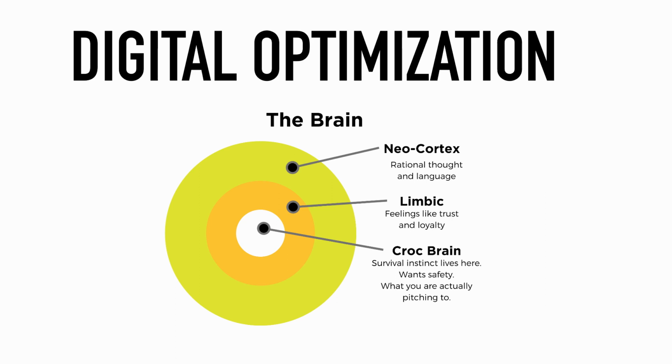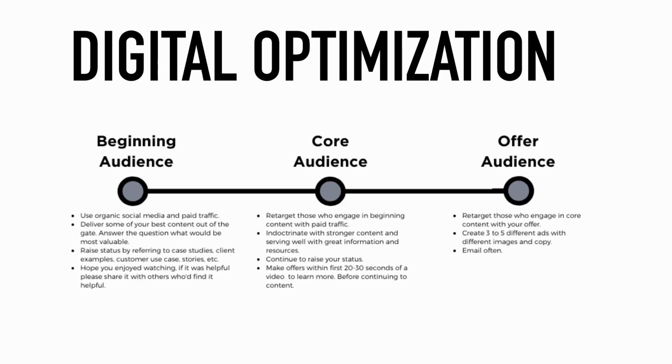And through digital optimization and all of the strategies that we implement, we create different audiences where we have our beginner audience that we then retarget to our core audience, and everyone who engages with our core ads, content, looks at our products or services of our clients, we then tag into a third audience called our offer audience. And this is all very methodical. We track, measure, and analyze everything that we do, all to drive to your bottom line to create more sales.